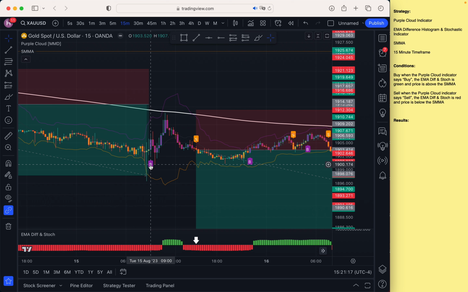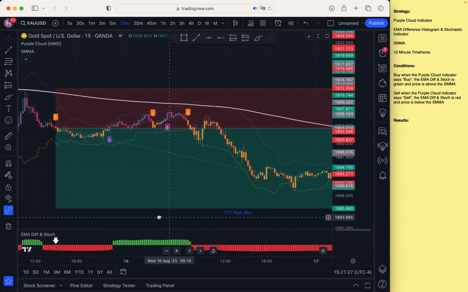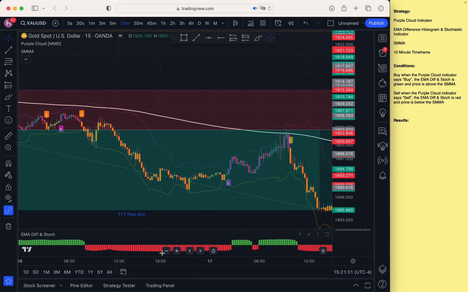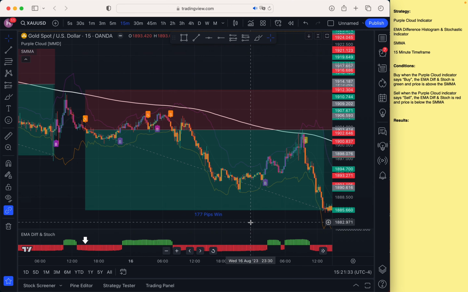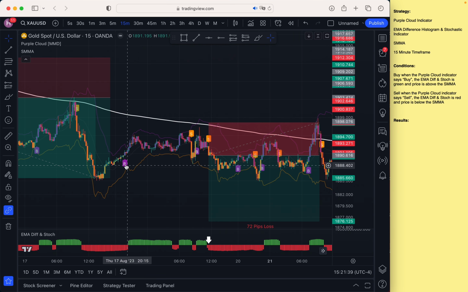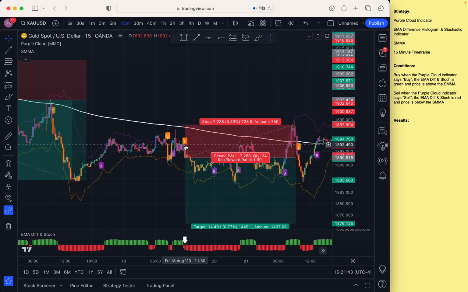This buy signal, again, we would have ignored. This sell signal, perfect. Histogram's red, it's below the smooth moving average. And if we go along, we can see a tiny bit of drawdown at times. We were in the trade for quite a while as well, but it resulted in a 177 pips win. This, ignore, ignore, ignore, ignore. This one we would have taken.